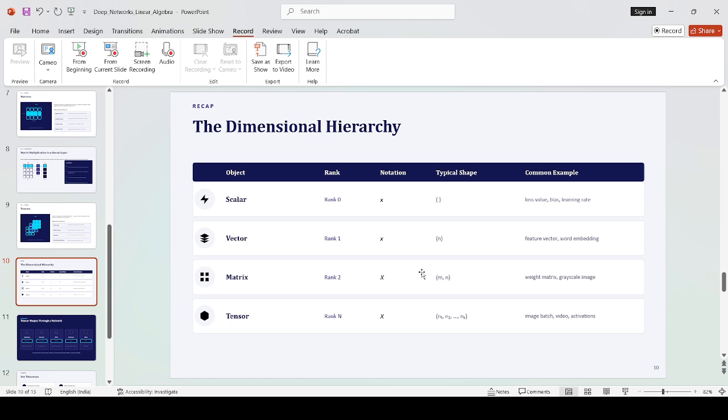This table summarizes everything we have learned. A scalar contains one value, a vector is a one-dimensional array, a matrix is a two-dimensional array, and a tensor is a multi-dimensional array. The higher the rank, the more complex the data representation becomes. Understanding these mathematical objects is essential before learning neural network architecture.